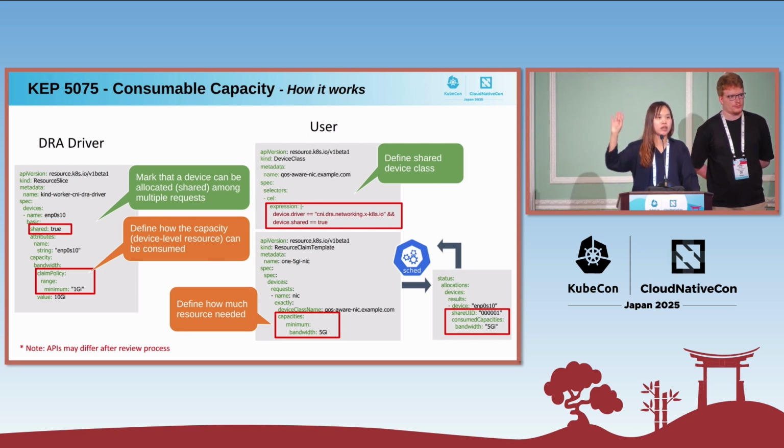At the same time, we also add a field on the user side. When a user makes a request, they say how much they want to use of the device that they want to allocate, and whether it is allowed to be shared with others freely or not.